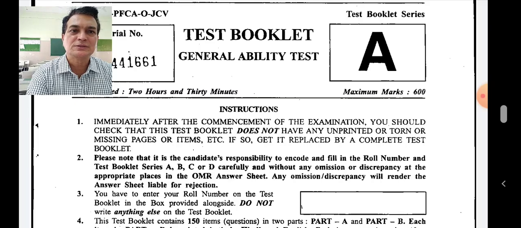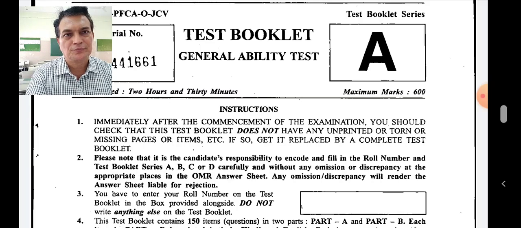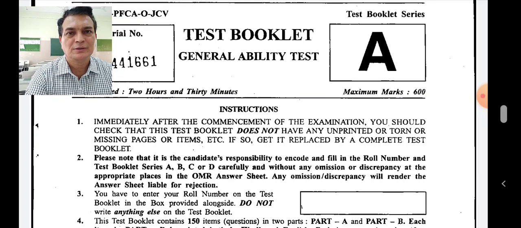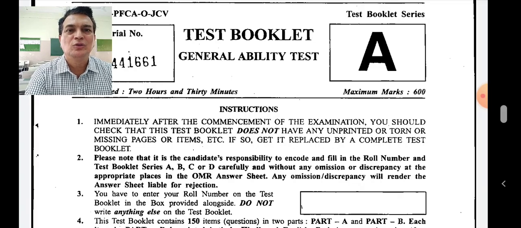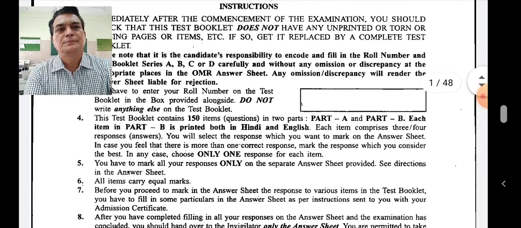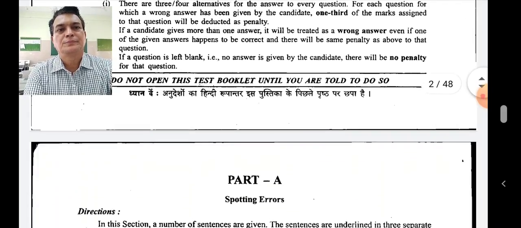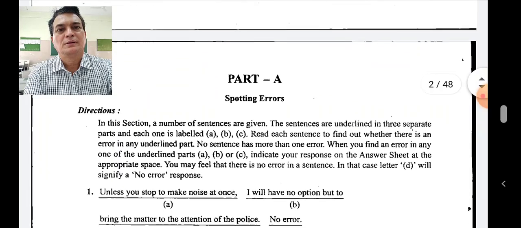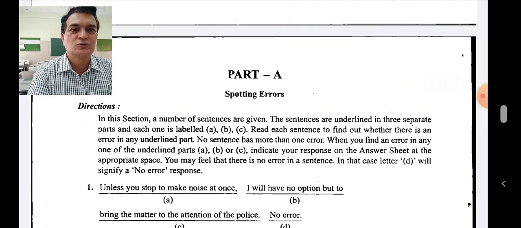So let's start with this. We are going to concentrate only on the questions of spotting the errors and sentence improvement. So at the beginning, the questions are on spotting the errors, and then we'll discuss the questions of sentence improvement. At first, you attempt these questions.